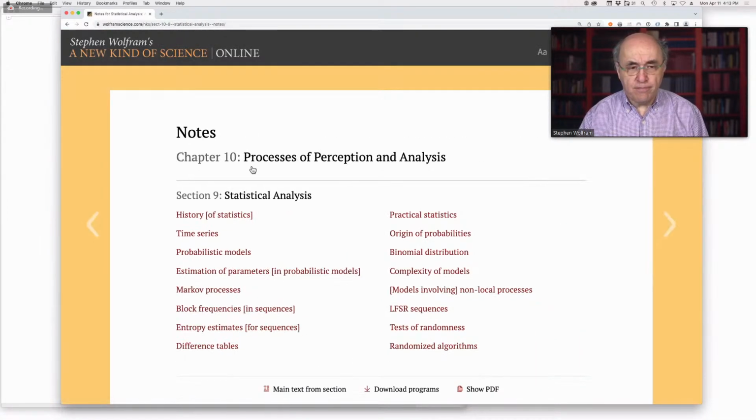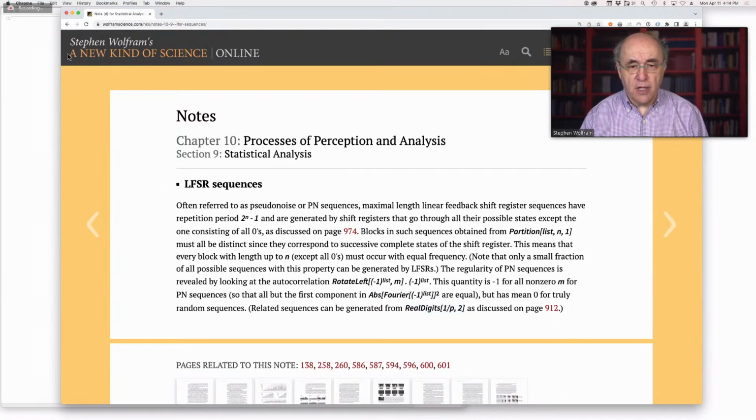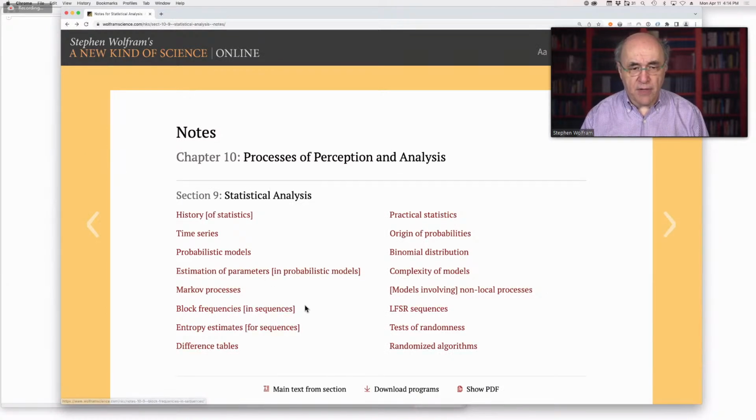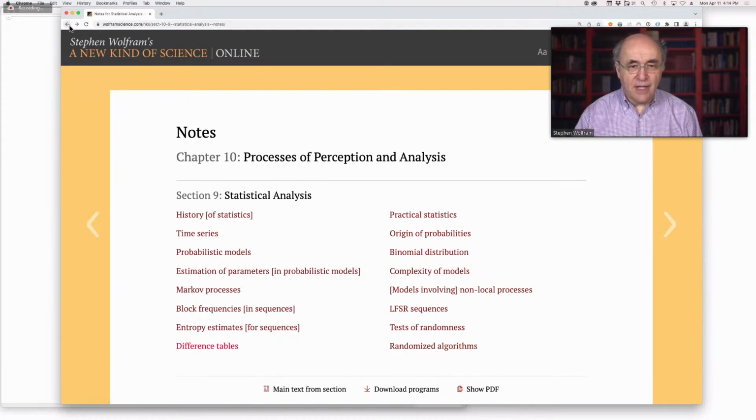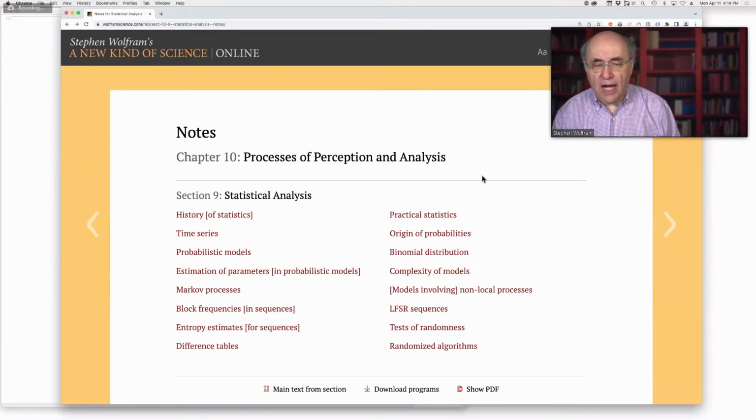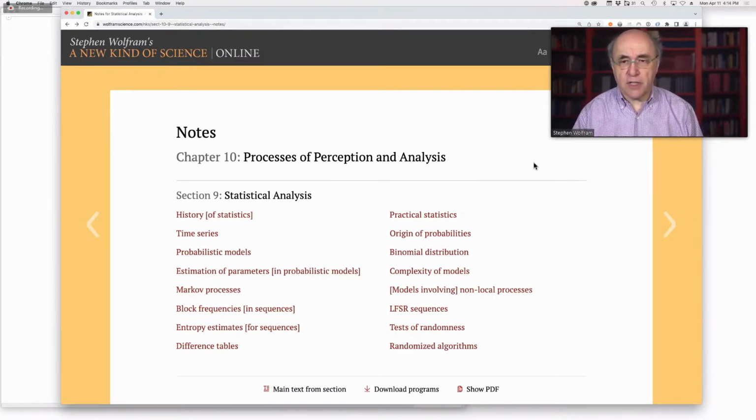Okay, so I discuss a whole bunch of things here about complexity of models, linear feedback shift register sequences, all kinds of things about tests of randomness and so on. This is going through what the typical idea of statistics is, and how we can use our simple programs as meta models of statistical tests. And we can understand what the role of statistics is.